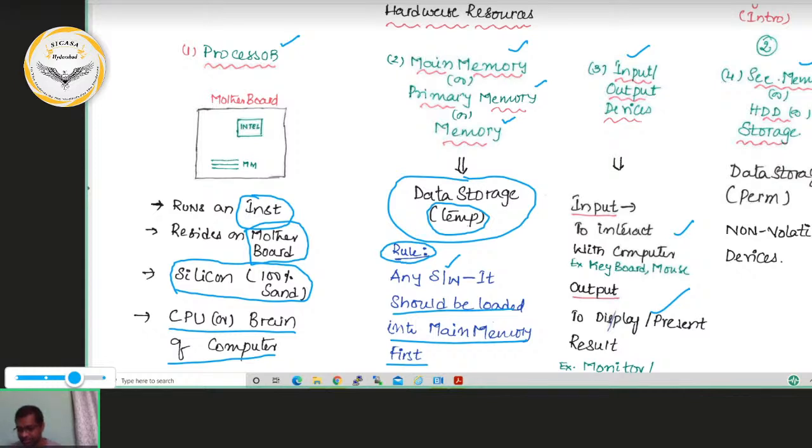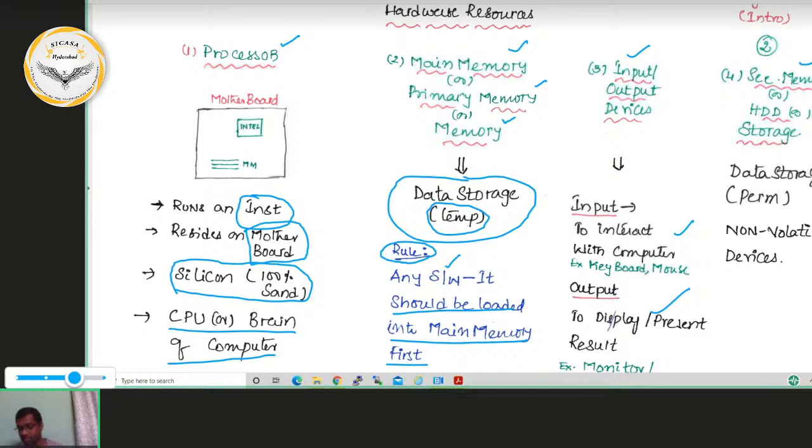Secondary memory is also called the hard disk drive, HDD, or storage. If you see your entire study material, they will use a word called storage. So what do you mean by storage? Always remember, storage means secondary memory.